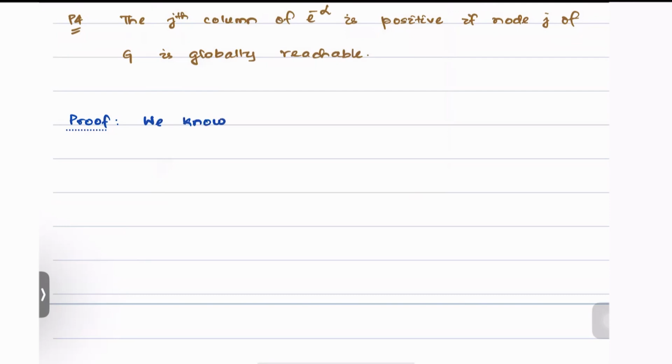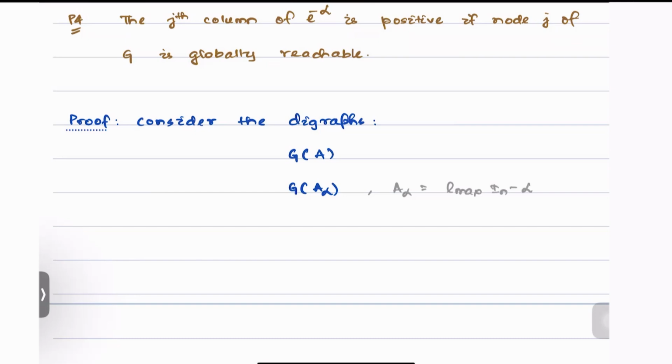We know that, or let's start with this. Consider the digraphs G(A), which is the original diagram, and G(A_L), where A_L is again the same adjacency matrix given by L_max times I_n minus L. Okay, what do we know about them?